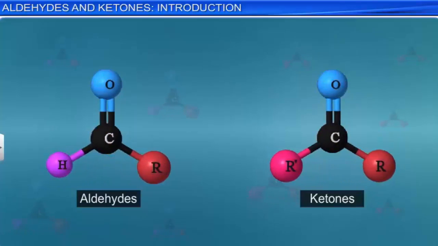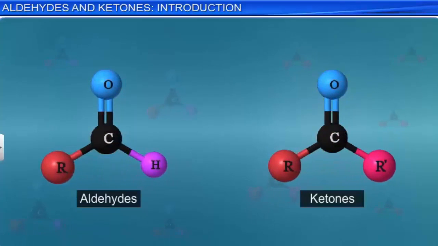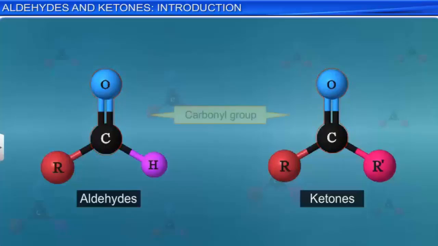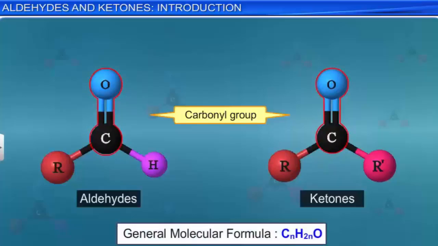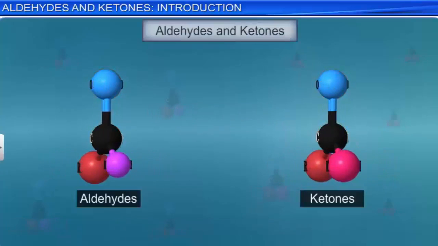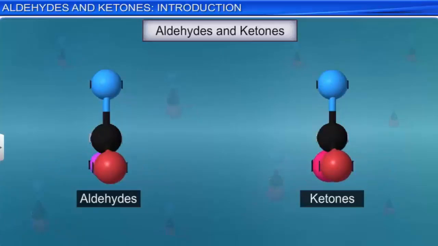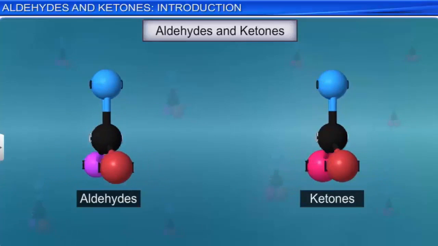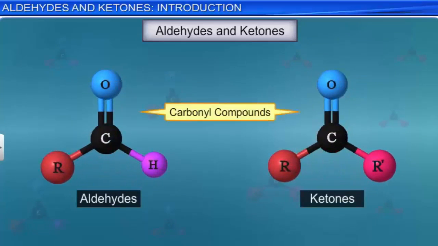Aldehydes and ketones are organic compounds that contain carbon-oxygen double bonds, that is, the carbonyl group as a functional group. They have the general molecular formula CnH2nO. Aldehydes and ketones closely resemble each other in most of their chemical properties. Hence, they are often collectively referred to as carbonyl compounds.